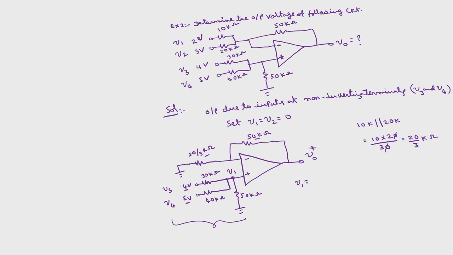Due to 4 volts, this 5 volts will be grounded, so that this 40k and 50k will come in parallel, and 30k. So we want to find V1 due to 4 volts alone. What will be the equivalent circuit? Only this circuit I am considering, not the entire circuit. This is 4 volts, this is 30 kilo ohms. These two will be in parallel. This 5 volts will be grounded, so that resistance is 40 kilo ohms, and this is 50 kilo ohms. This is the point where we take V1, but this V1 due to 4 volts I will call V1 dash.